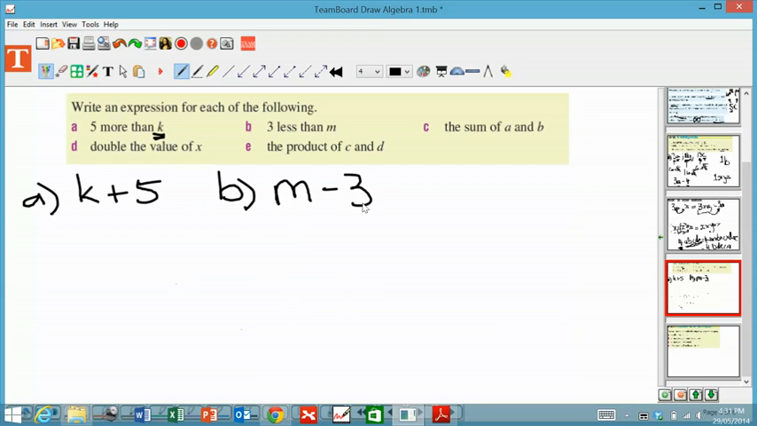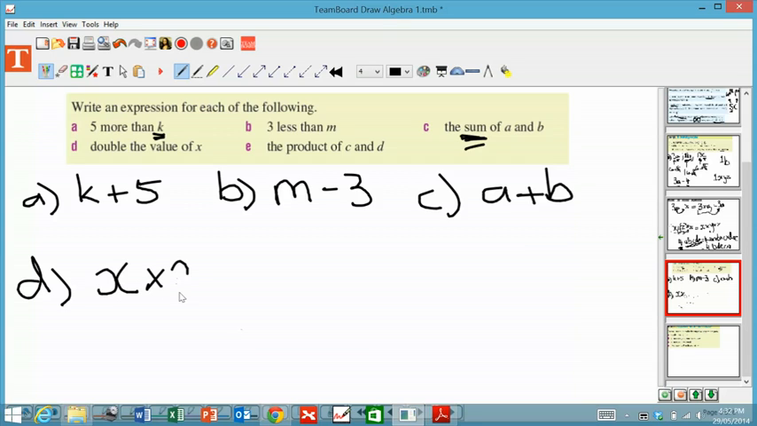Okay. C, the sum of A and B. So what does the sum mean? Alright, hopefully you've said it means plus. Alright, so the sum of A and B is simply A plus B. That's all it looks like. Really easy. D, double the value of X. Alright, so if we've got X, we've got to double it, so we times it by 2.